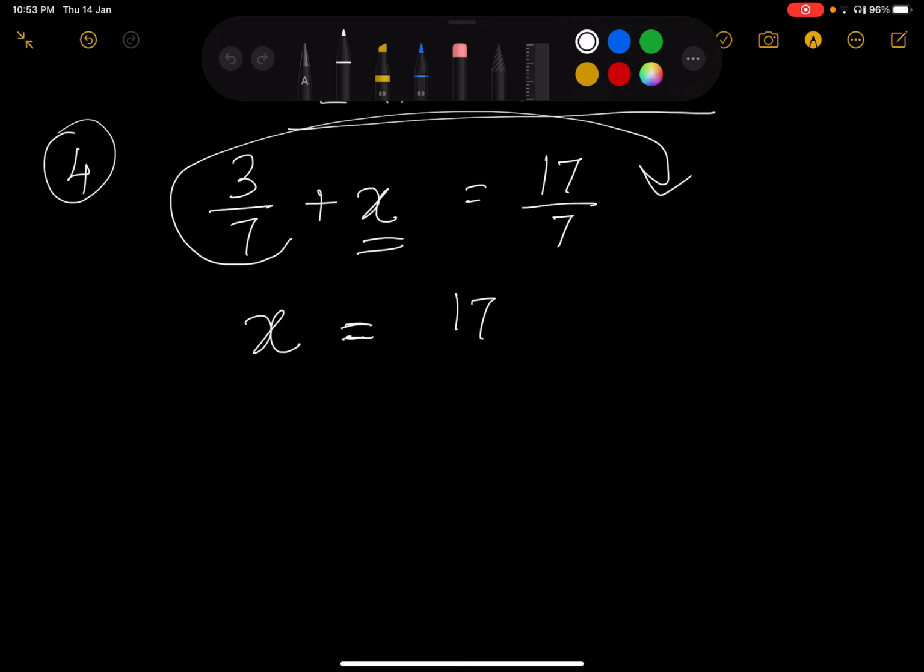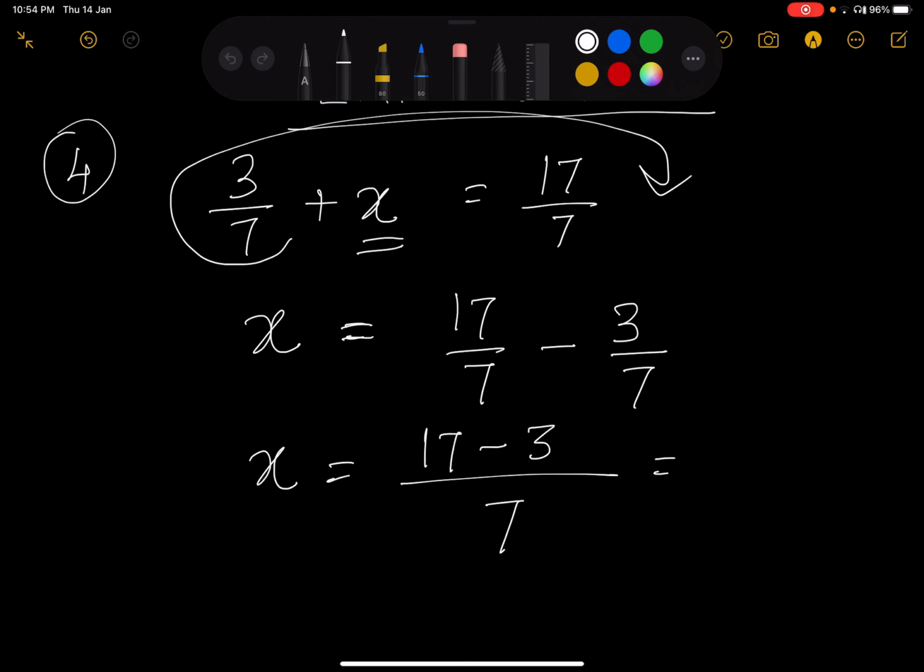So what you get? 17 by 7 minus 3 by 7. Always remember, when any number or any fractional value is transposed, its sign changes. That is the rule. So here LCM is equal to 7, and 17 minus 3, that is 14 by 7, and we know that 7 ones are 7, 7 twos are 14. So value of x is equal to 2.